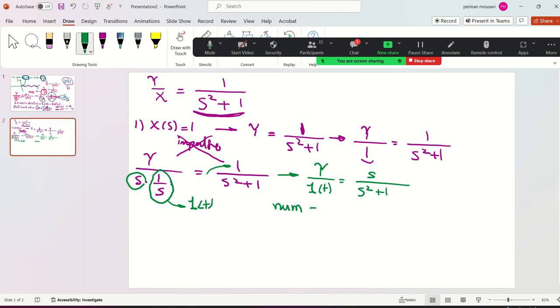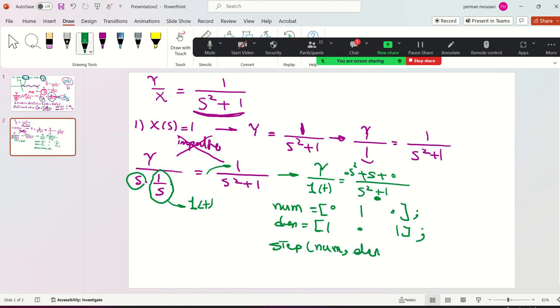I'm gonna type the command. We say num of the second order system is gonna be 0 1 0, because it's 0 s squared plus s plus 0. Then the denominator is gonna be 1, 0, 1, because you are missing an s in between. Then you're gonna type step of num, den. This gives you the impulse input. You change everything. So let's try together.